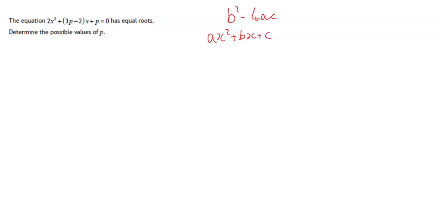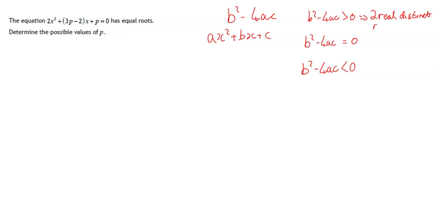Now, there's three possible outcomes for b squared minus 4ac. We can have b squared minus 4ac greater than 0. We can have b squared minus 4ac equal to 0. And we can have b squared minus 4ac less than 0. Now, if b squared minus 4ac is greater than 0, what that means is the quadratic is going to cut the x-axis twice. In that case, we can describe that as having two real distinct roots. So it's going to cut the x-axis at two unique different places.